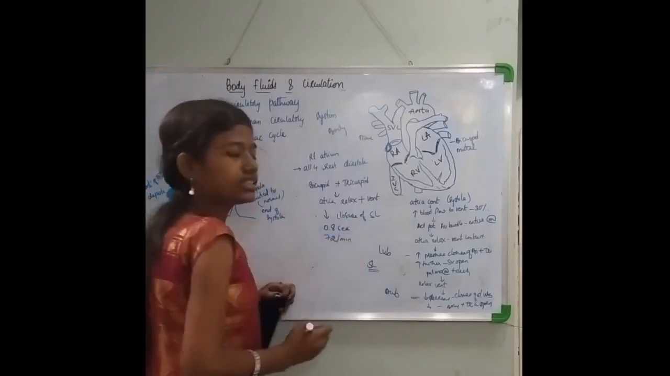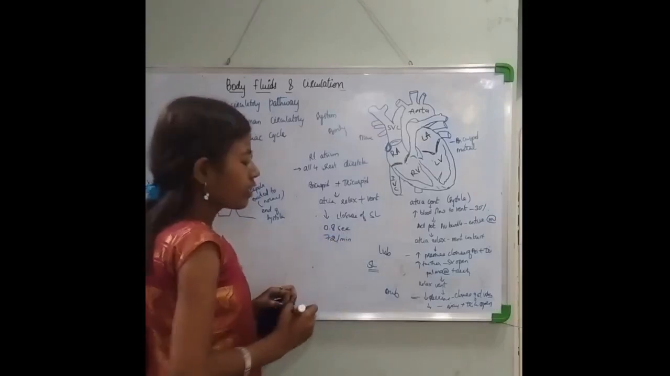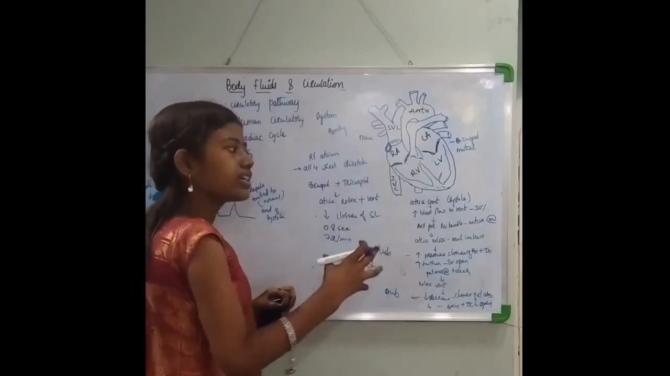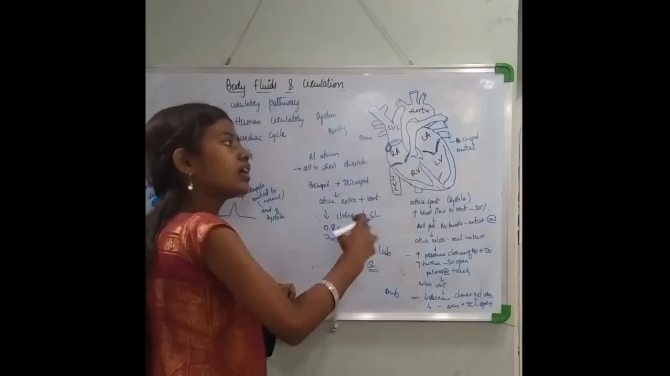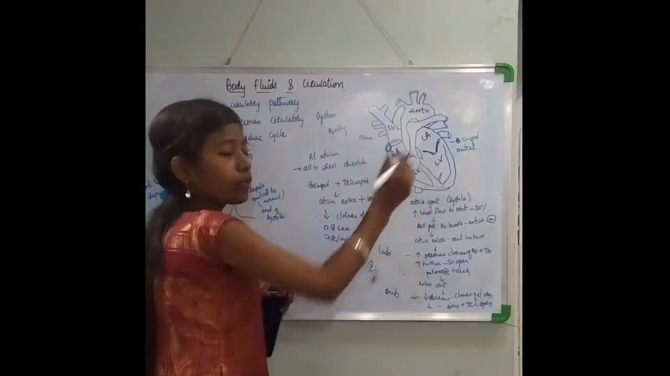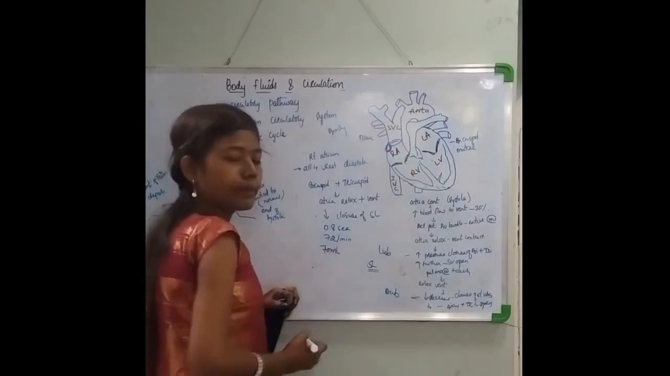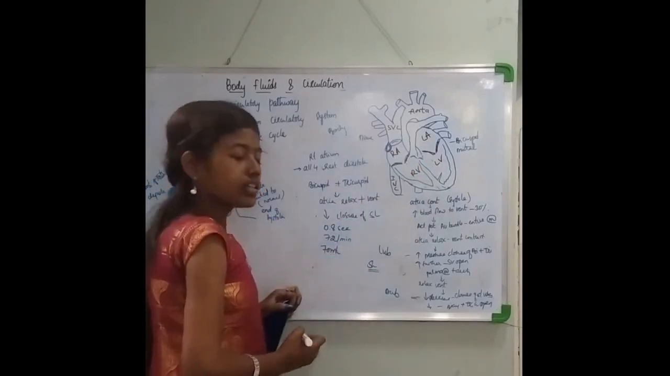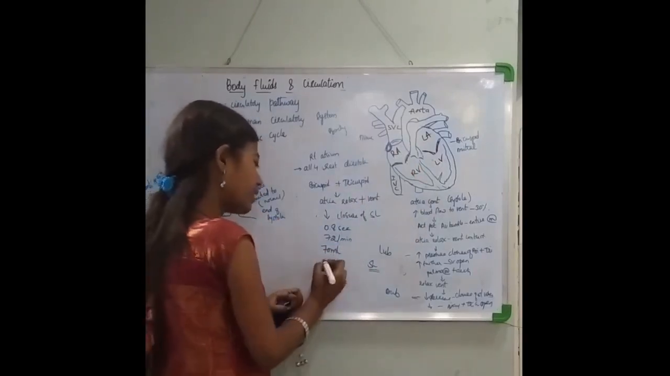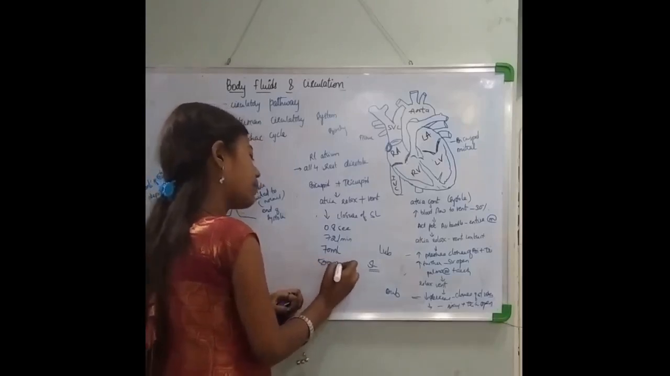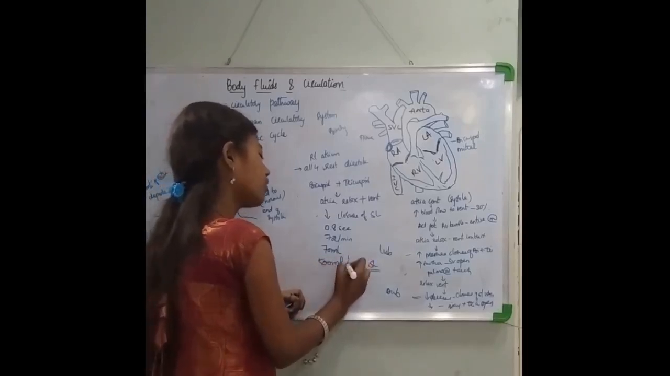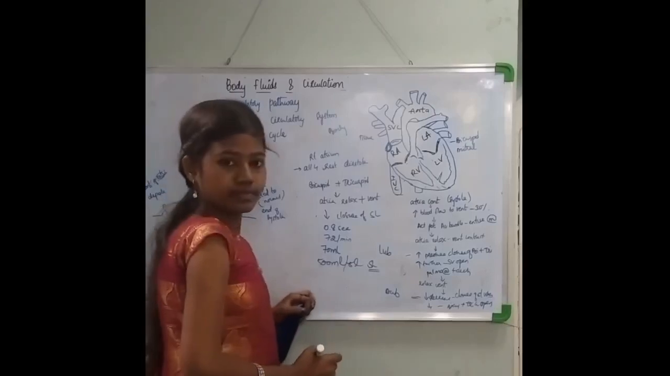72 beats per minute is an average. Okay? So this is referred to as the cardiac cycle. Now during one cardiac cycle, the ventricles pump about 70 ml of blood. Okay? So on average, it will pump about 5000 ml, or 5 liters, of blood per minute.